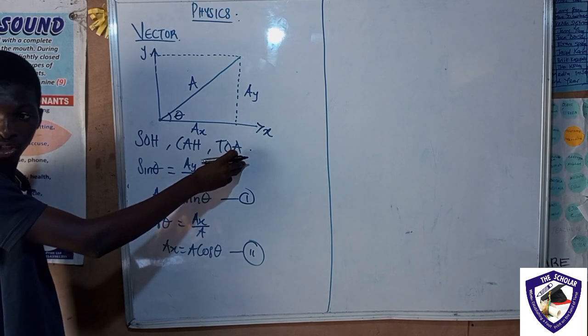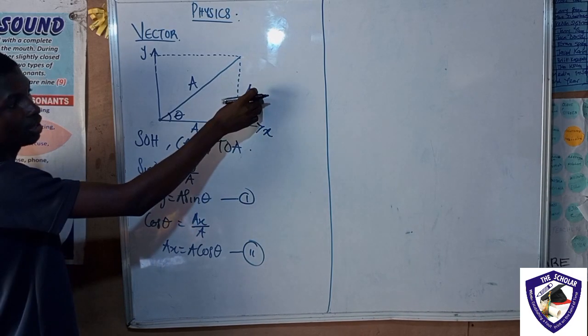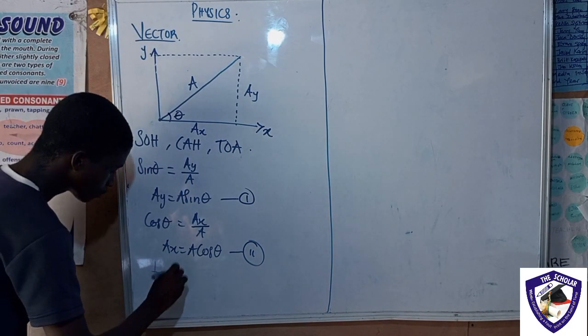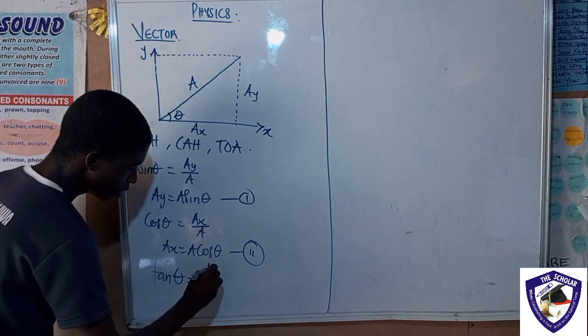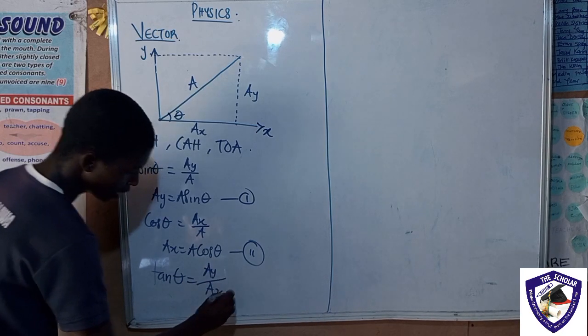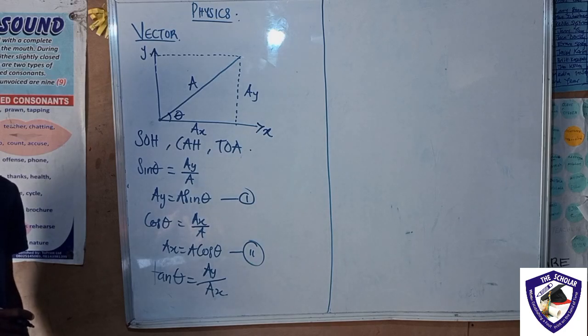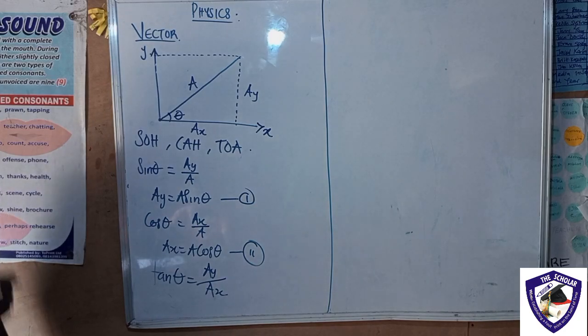TOA, which is tan, is opposite over adjacent. AY is my opposite, AX is my adjacent. That means tan theta equals what? AY over AX. By the time we start solving questions, we are going to get this well. Now, let us solve some examples.